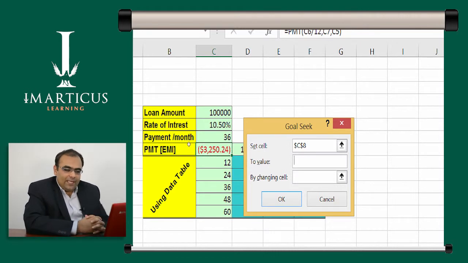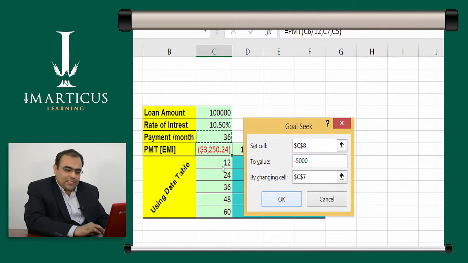Okay, to value, it asks me what's the value. I have decided to pay 5,000 towards this loan. So let me put a minus 5,000, because it's a negative value. It's an outflow of cash. Money is going out of my pocket. So I will say negative 5,000. Next, it says by changing cell. I would like to change the number of months. Like I said, my whole requirement here is to check the number of months in which my loan will get over if I decide to pay 5,000. So that's it then.